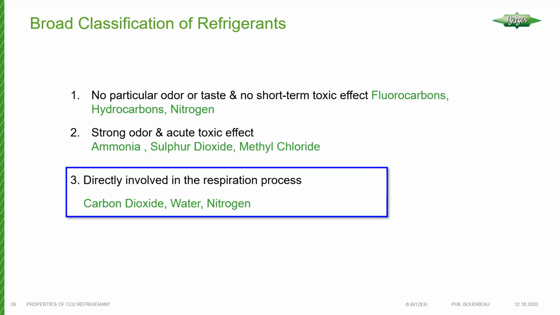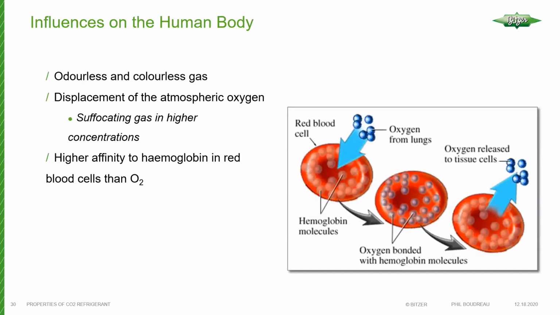I'll explain that a little more on the next slide, but we could broadly classify refrigerants. First of all, we have those that have no particular odor or taste and no short-term toxic effect, for example the fluorocarbons, hydrocarbons, even nitrogen. Then those that have strong odor and acute toxic effect, such as ammonia, sulfur dioxide, methyl chloride. These are the earlier refrigerants that I mentioned that were used many years ago in the 1800s, early 1900s. Then we have those that are directly involved in the respiration process, such as carbon dioxide, water, and nitrogen.